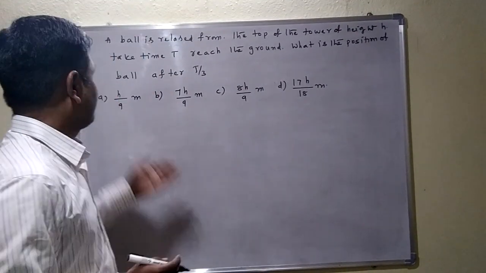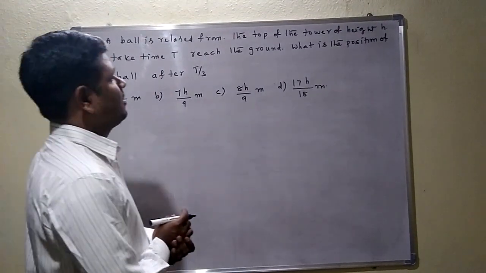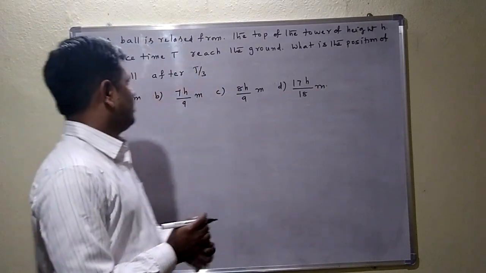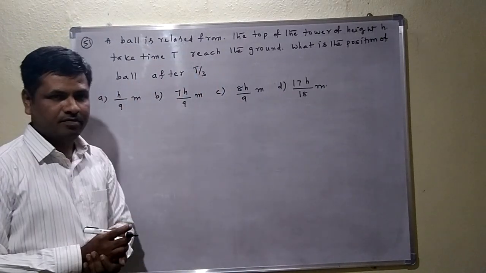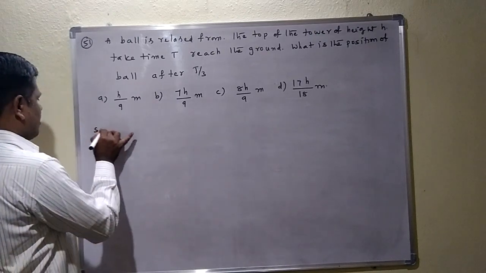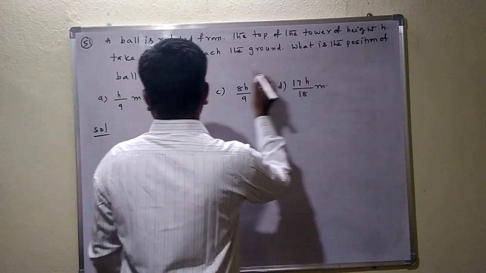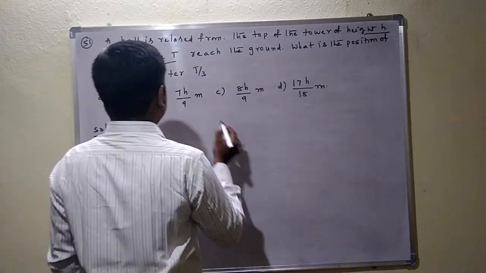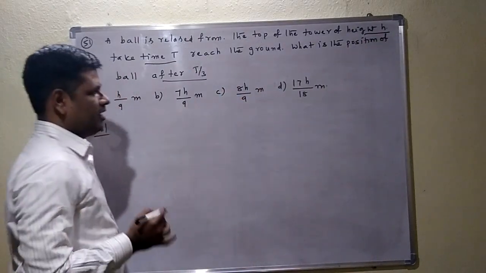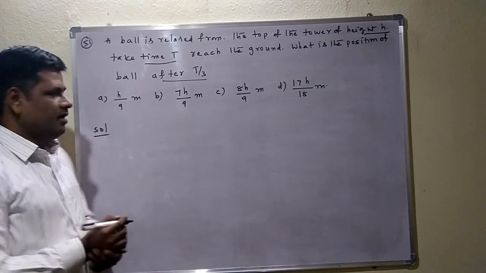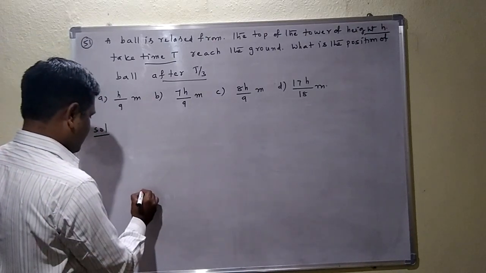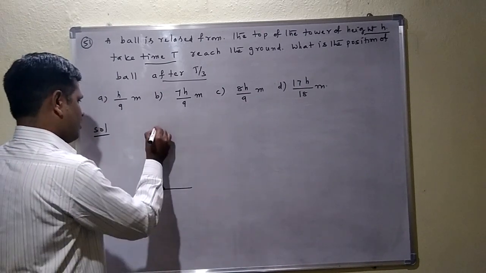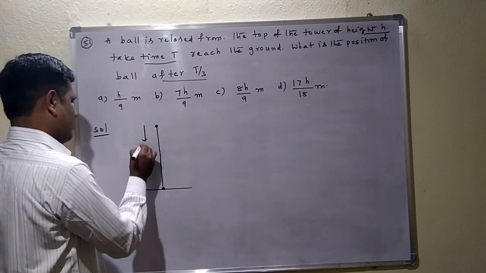See the next question. A ball is released from the top of a tower of height h and takes time t to reach the ground. What is the position of the ball after t by 3? See there, first the total height is h, given, and the time is t. They are asking what is the position of the ball after t by 3. First, I consider this as the ground. Here the total height is h.